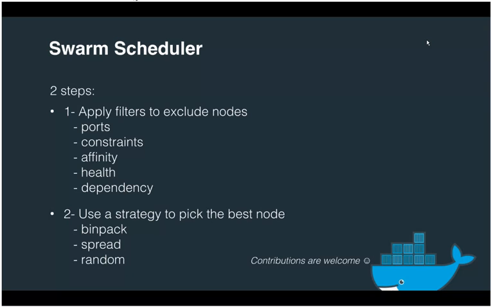The second step is to use a strategy. On the set of nodes that are left from the filter part, you apply a strategy, and there are 3 kinds of strategies. Bin pack is you say, fill this node before going into another node. You're trying to pack everything into one node before going into another node for the scheduling part. Spread will try to spread your containers evenly across your whole cluster. So you do node 1, node 2, node 3, node 1, node 2, node 3, for example, if it has the resources available. And random will just pick a node at random. It's just random.